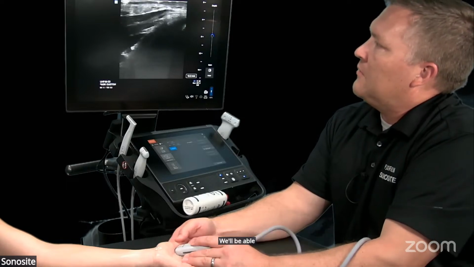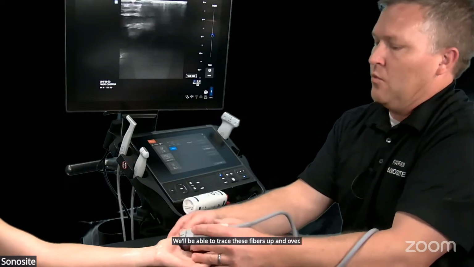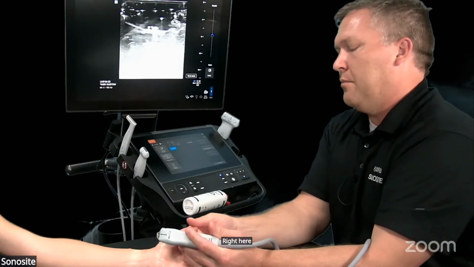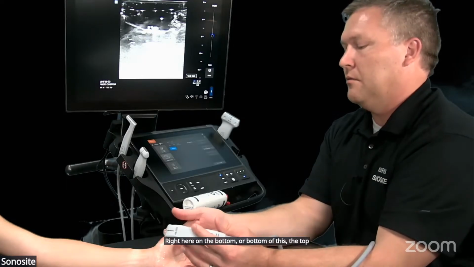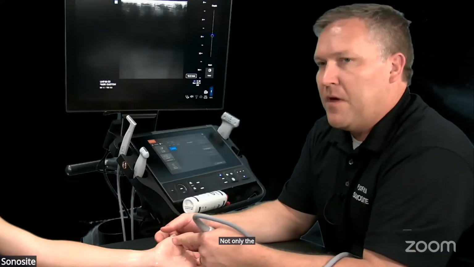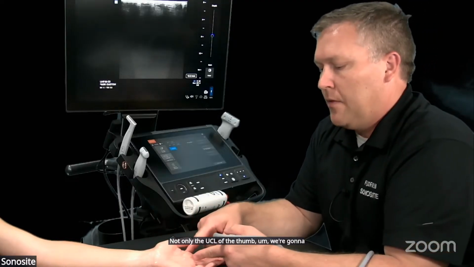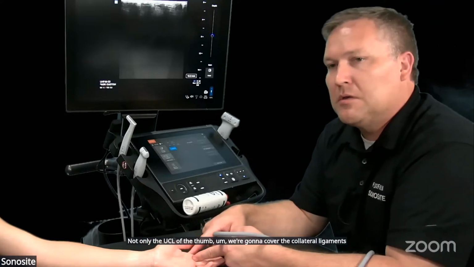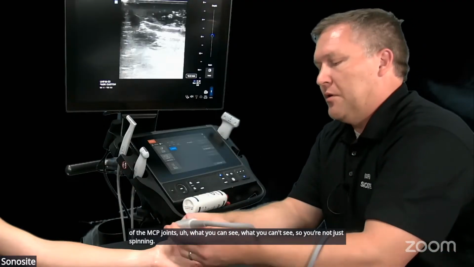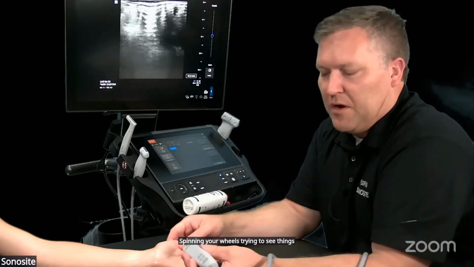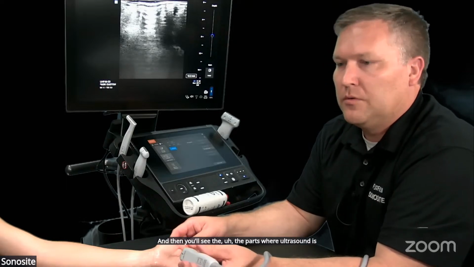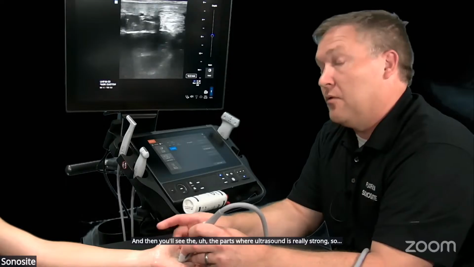We'll be able to trace these fibers up and over, and then we'll flip the hand over and really catch the complex right here on the top side of the knuckle. But we're definitely going to cover not only the UCL of the thumb, we're going to cover the collateral ligaments of the MCP joints, what you can see, what you can't see, so you're not just spinning your wheels trying to see things that ultrasound's really not great at. And then you'll see the parts where ultrasound is really strong. So yeah, don't miss that.